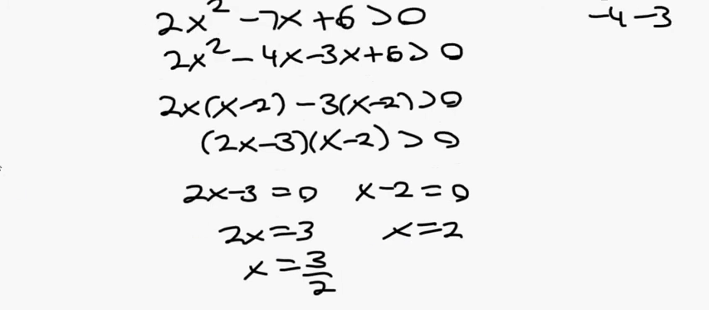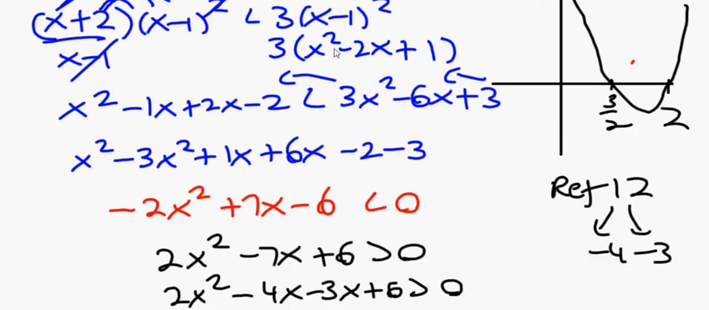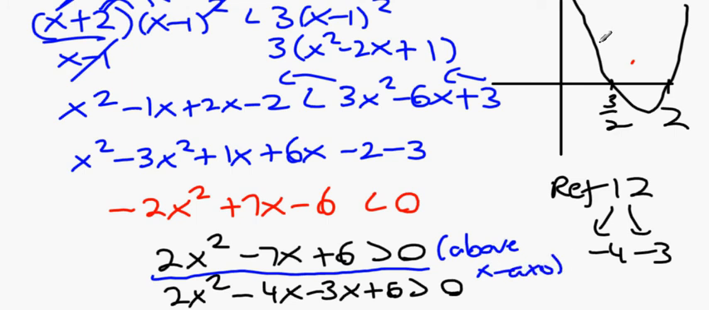Okay? So if you draw this, this could be 3 over 2. This one over here could be 2. We draw our U-shaped graph. This U-shaped graph is representing this part here, this blue part here, okay? So we want it to be bigger than 0. Bigger than 0 means above the x-axis, okay? So that will make it this part here and this part here. So basically the answer is x is smaller than 3 over 2 and x is bigger than 2. Okay, next question.